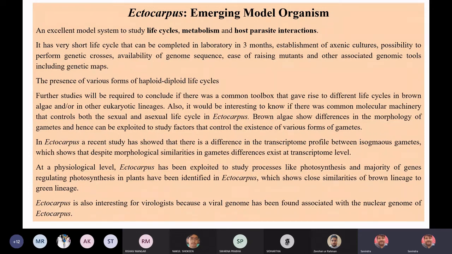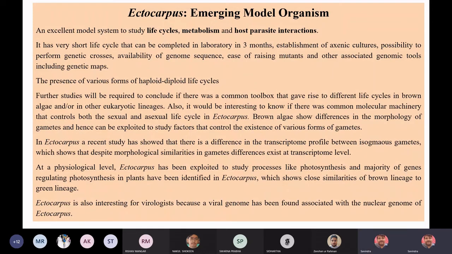This is the best example to see the alternation of generation. Both are equally dominating, gametophytic as well as sporophytic, and they are alternating with each other. To understand the life cycle, alternation of generation, to understand the metabolic activity, to understand the chloroplast structure, to understand the haplodiploid life cycle, to understand the viral infection, to understand the host-parasitic interaction.